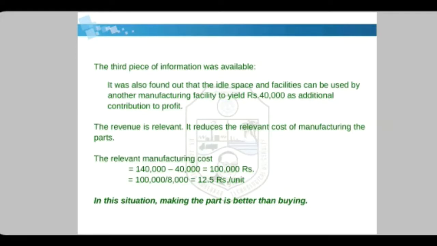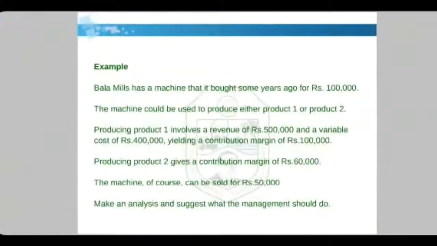Now, if we use the third piece of information as relevant information, then your manufacturing cost is 12.5 rupees per unit, and they are offering it at a price of 16 rupees per unit. So in this situation, making the part is far better than buying the parts. Now let's see one more example.